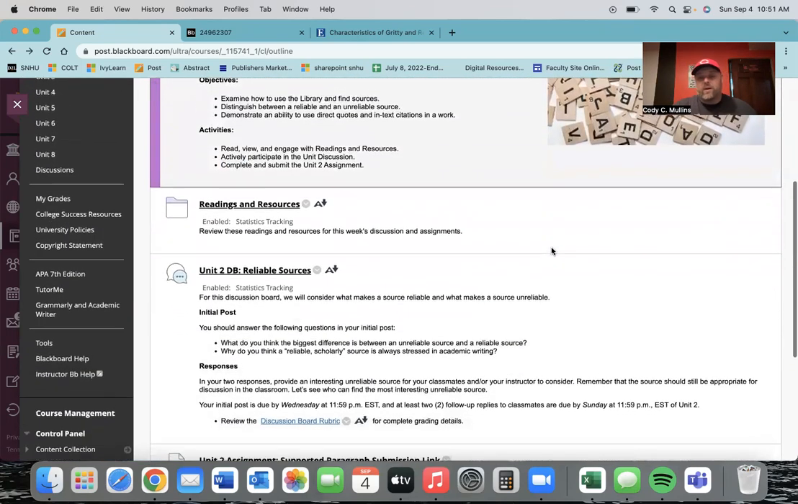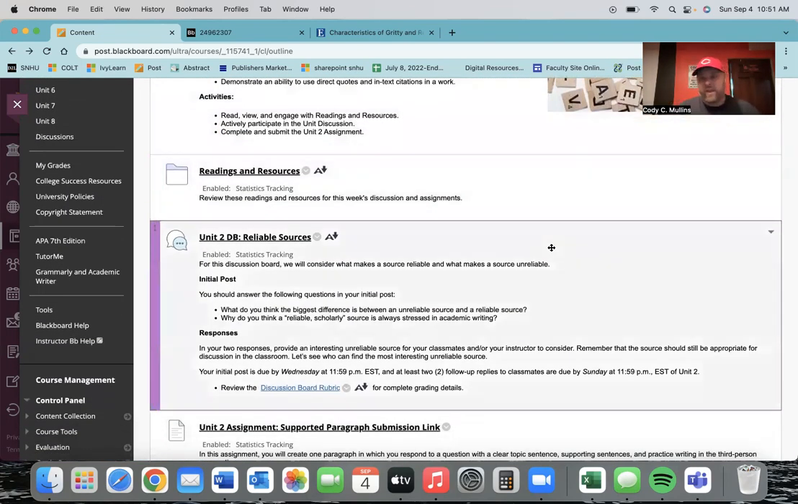This week's discussion board has to do with reliable sources, and you need to post your initial post by Wednesday night at 11:59 p.m. Your initial post should answer these 2 questions. First, what do you think the biggest difference is between an unreliable source and a reliable source? Again, the readings and resources will definitely help you have something to say about that. And the second question is, why do you think a reliable scholarly source is always stressed in academic writing?